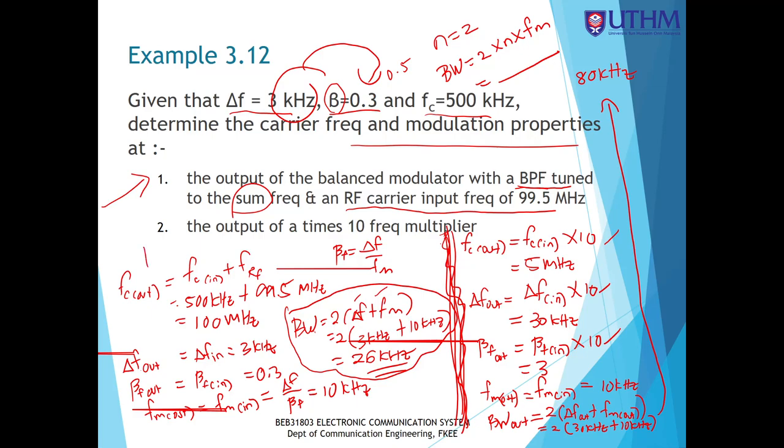Okay, sorry, I got confused. So this is for the first question, and on the right side here is for the second questions using the multiplier. So when we use the multiplier, we multiplied with the multiplication factor. Dalam case ini multiplication factor adalah 10. Okay. So here you see that I find the bandwidth is equal to 80 kilohertz for the multiplication process, question number 2, compared to the bandwidth that we find in the first question, which is 26 kilohertz only. Okay, so the right side for question number 2.